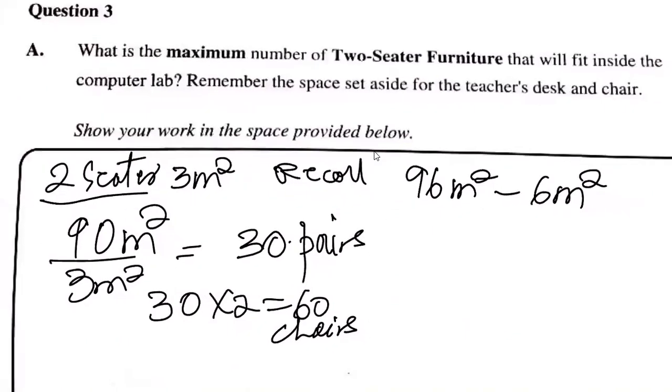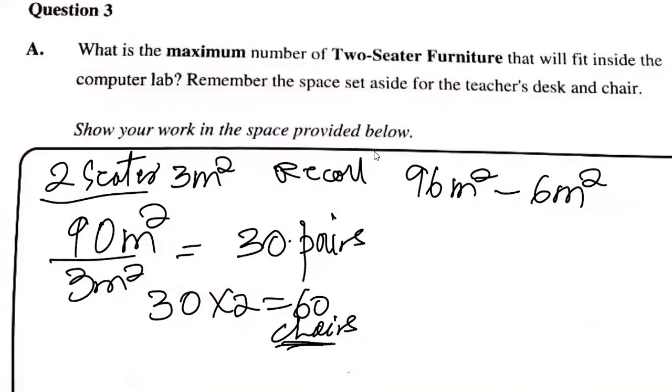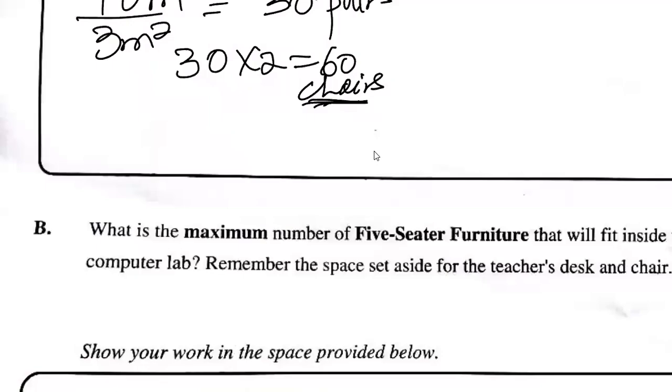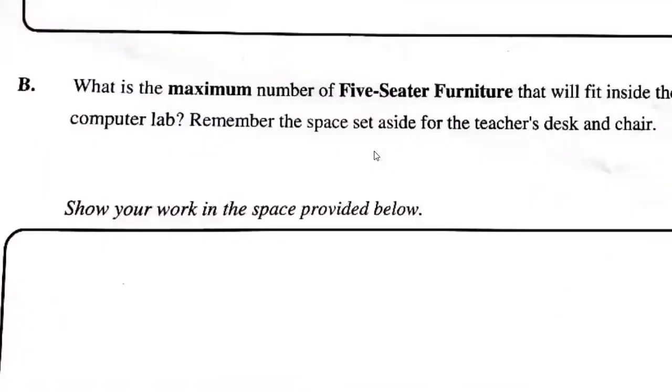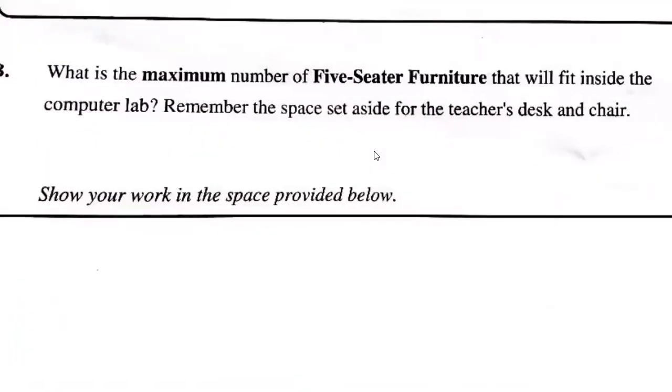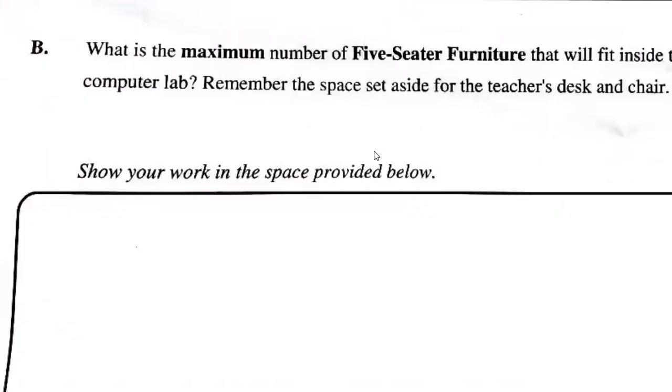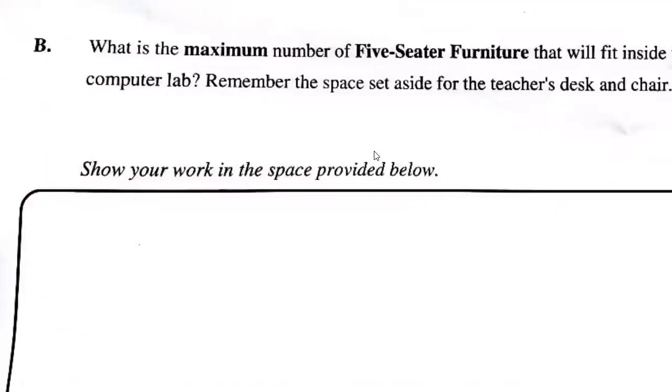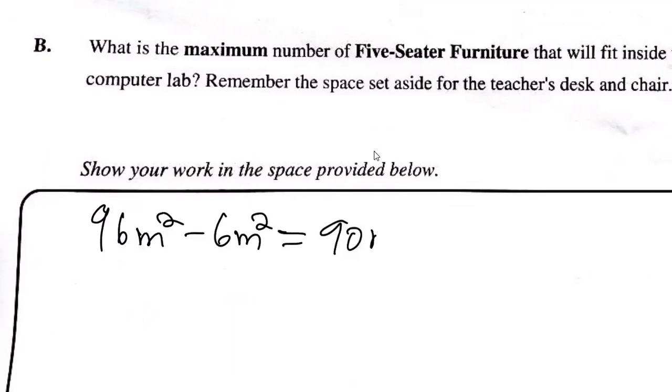So a total of 60 chairs will fit if we go the 2 by 2 way. What is the maximum number of 5-seater furniture that will fit? Again, the total space I'm working with is, let me recall, 96 meters squared minus the 6 meters squared for the teacher, which gives us the 90 meters squared we are working with. Now for the 5-seater, each 5-seater will occupy 8.